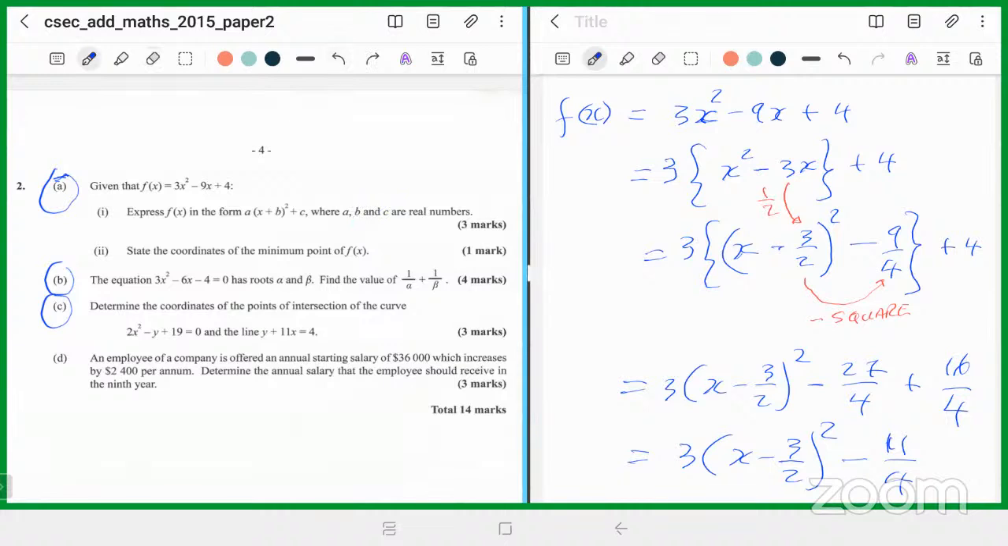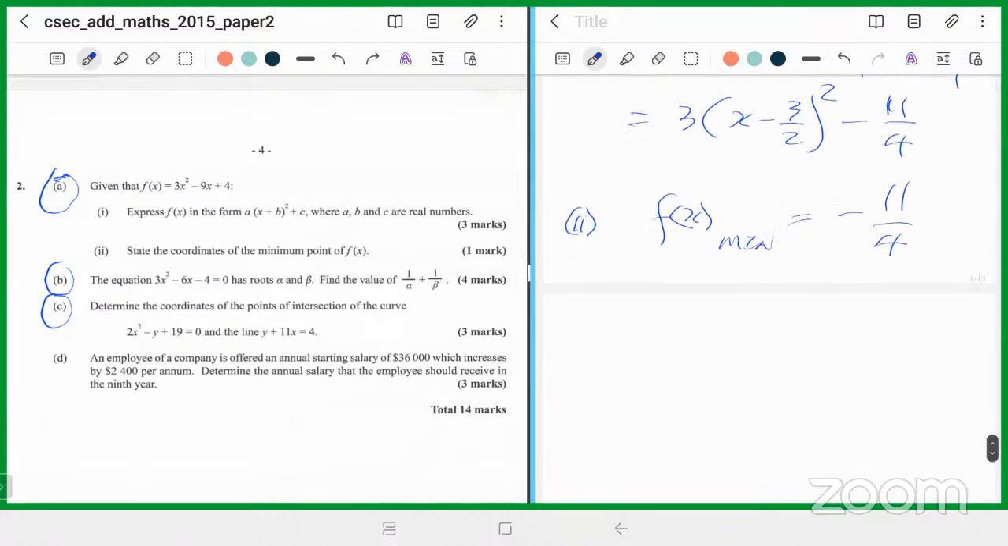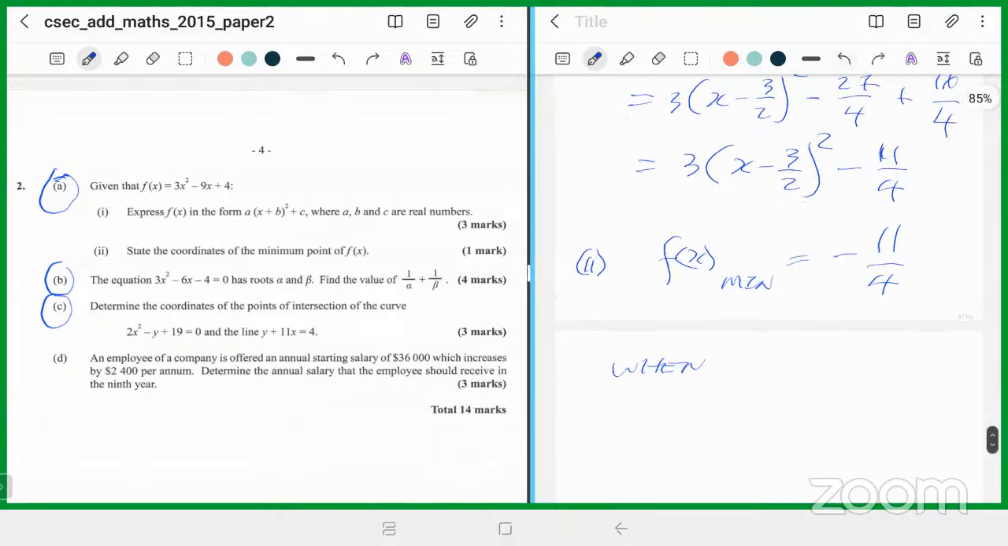The next part wants us to state the minimum value. This one didn't bother asking us for the value of x. Minimum value is this, negative 11 over 4. Same thing again, part 2: f of x min is negative 11 over 4. Done. And if I wanted the value of x, we can say it is when the bracketed term equals 0, when x minus 3 over 2 equals 0, which is when x equals 3 over 2. They didn't ask for this, but it's good practice. All right, so this is the answer for that second part.